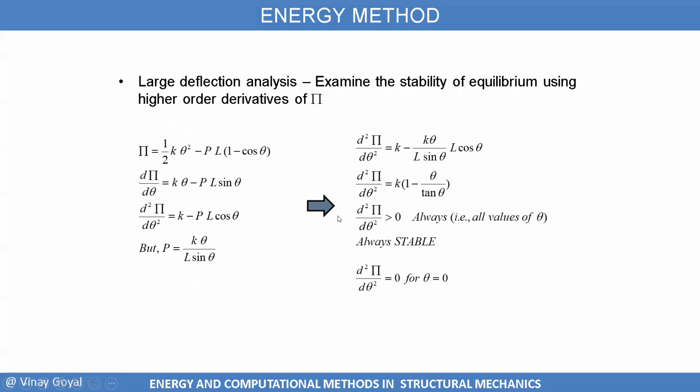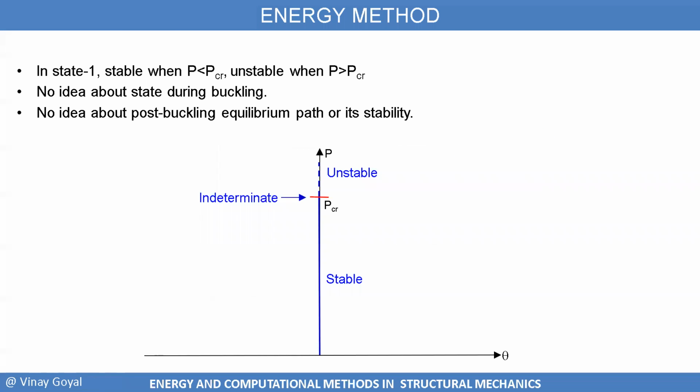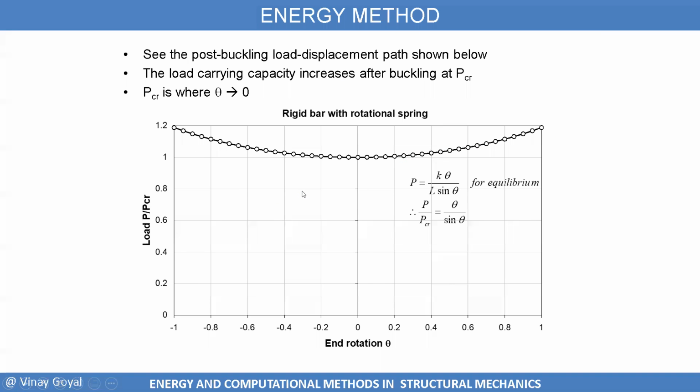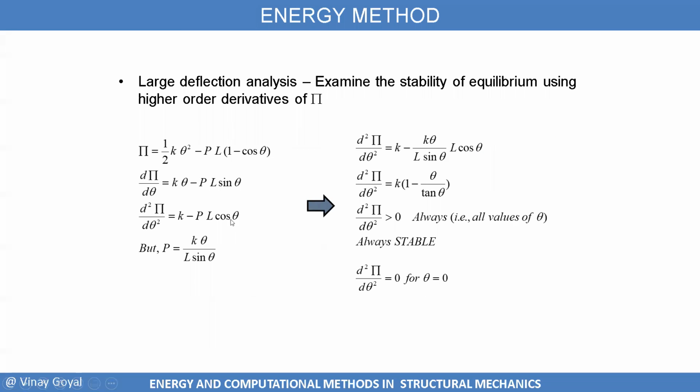So then the large deflection analysis can help us examine the stability much better. We did it here earlier, but it left us without some information. When we go to large deflection analysis, perhaps we can gain a better understanding. So when I look at the second derivative of pi with respect to theta, I get k minus PL cosine theta, and we know that P equals k theta divided by L sine theta.